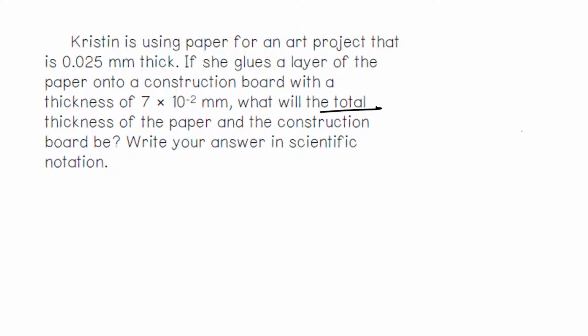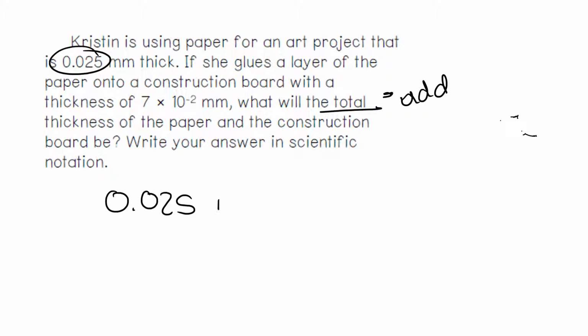So again, when we're looking at the total, that typically means for us to add, and especially in this case because we're going to add the paper to the construction board. So we're going to add the 0.025 plus the other part, the construction board, the 7 times 10 to the -2. We can add those two together. Just type it in exactly as you see it.